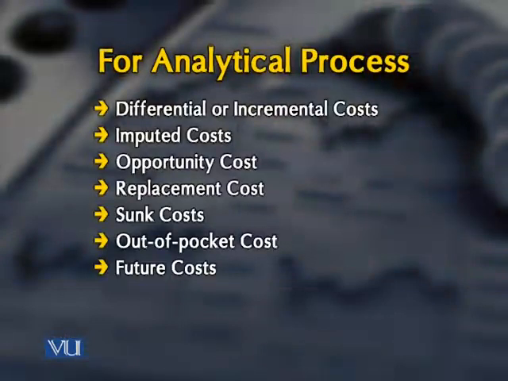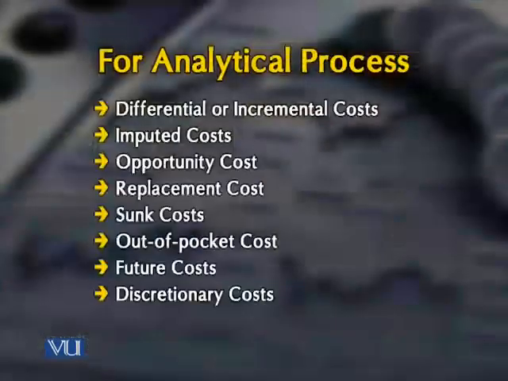Then we have future cost. In future cost, we have some estimated budgeted cost. So what we are planning and how much cost we are going to incur. In decision making, future cost is the most important one rather than the historical cost. Then we have discretionary cost. Discretionary cost basically is the cost which you are going to spend at the discretion of the management.